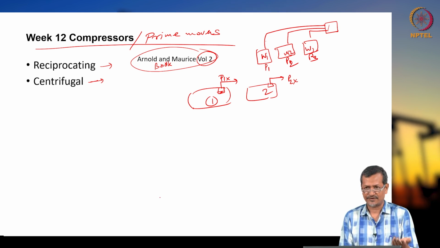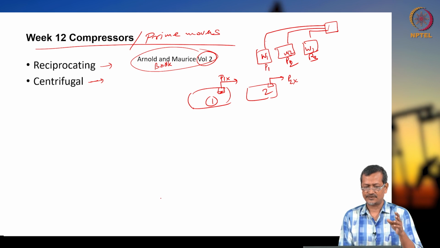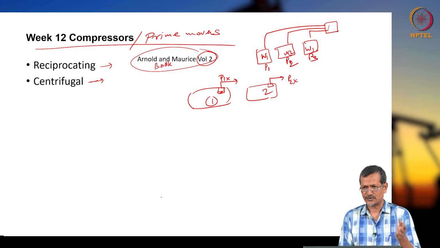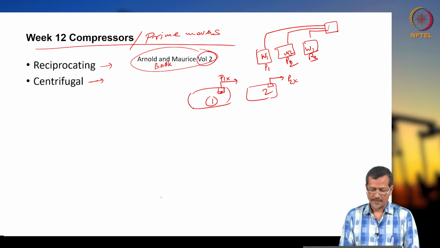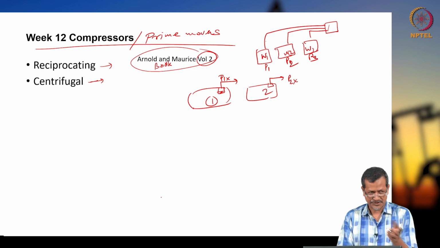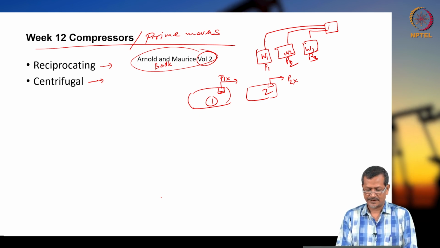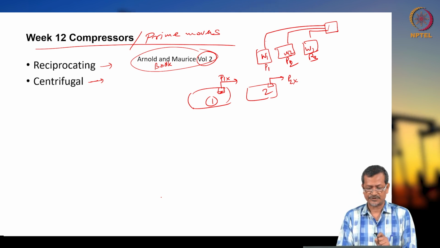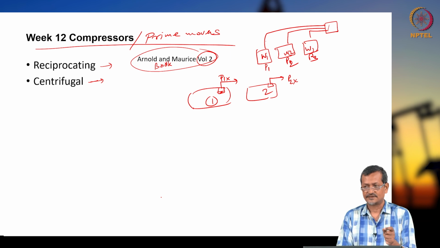So what are the different options? Basically, two types of compressors are used: reciprocating and centrifugal. Other types of compressors can also be used, but I am not discussing them because of time limitation. A flash gas compressor is possible, normally characterized by low throughput or flow rate and high differential pressure.